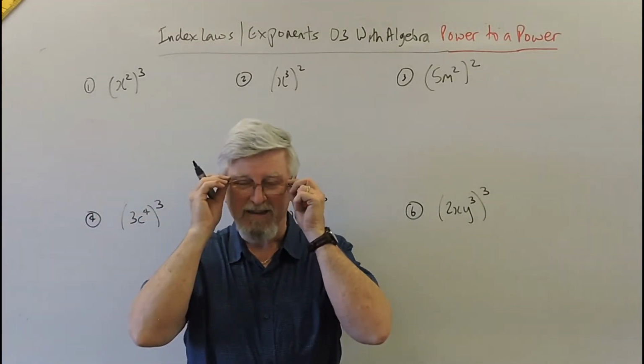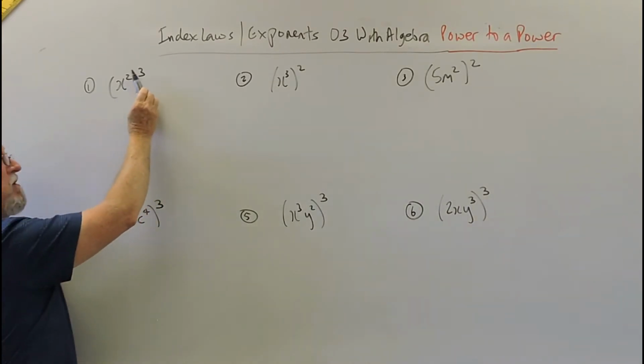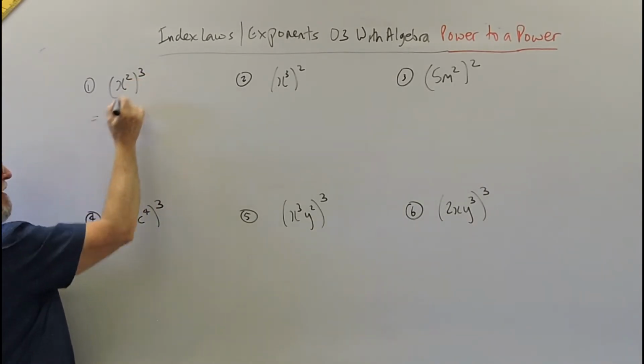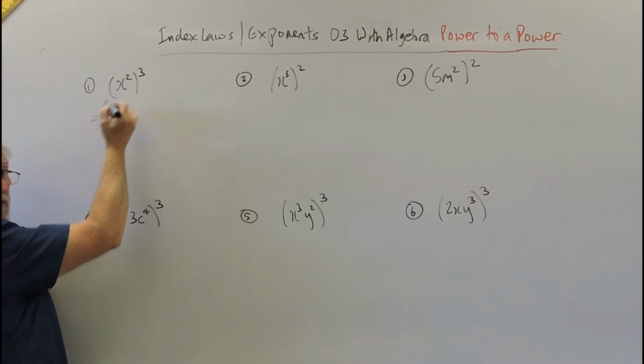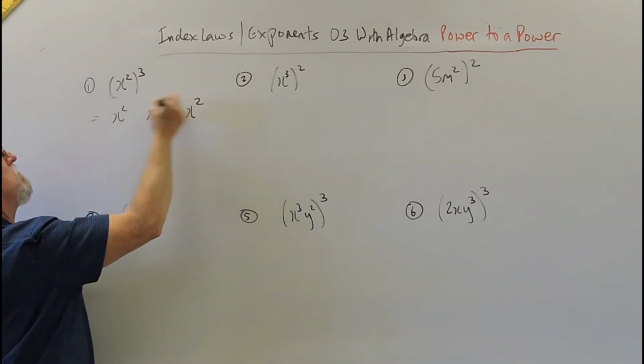Hi everyone, welcome back. Let's have a look at what happens when we have a power raised to another power, or an exponent raised to another exponent. Really, I keep going back to this one rule. That little 3 up there means that we write whatever's inside here 3 times. So here we go, once, twice, 3 times.